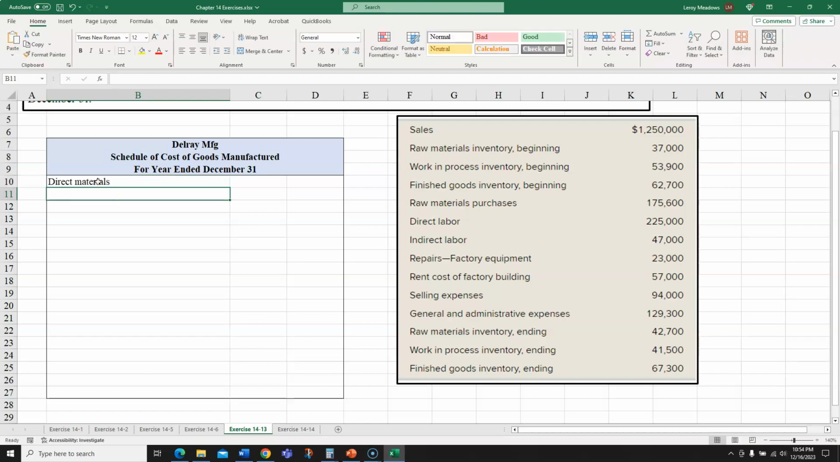And the first thing we need to do is figure out raw materials. Now, in order to do that, I'm going to have to figure out how much materials I used. Did it give me how much materials I used here? No, I'm only given beginning balance, the purchases, and the ending balance. So I'm going to need to compute that. So we'll start with, and here's how we would do it, raw materials inventory, beginning, and how much? $37,000. That's what we're told right here.